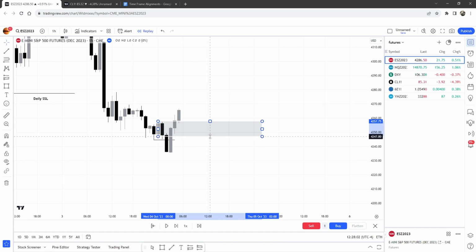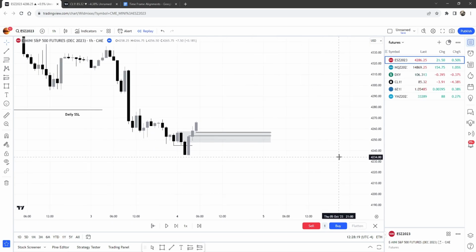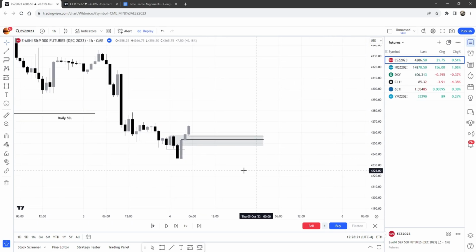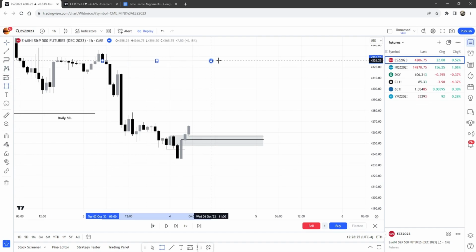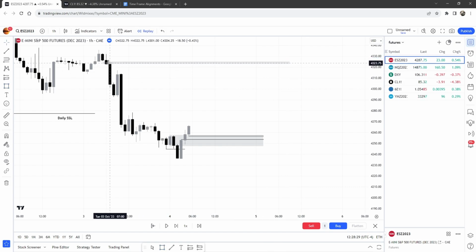Right? Breaker block. We need to have an FVG aligned with the breaker block. We have an FVG aligned with the breaker block. We need to have an unmitigated area to reach for. Right, up here, you can see there is an FVG in a premium that ever since it was created, it has not been visited again.